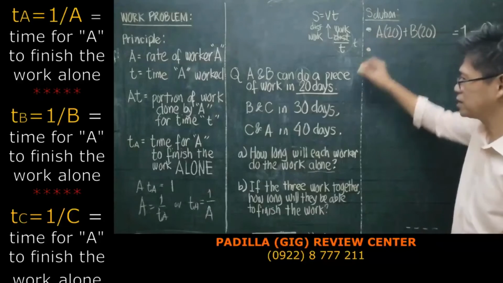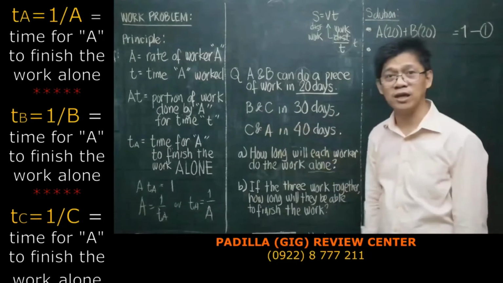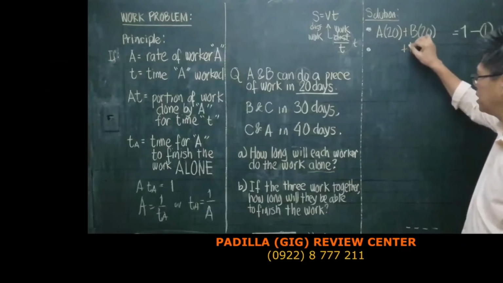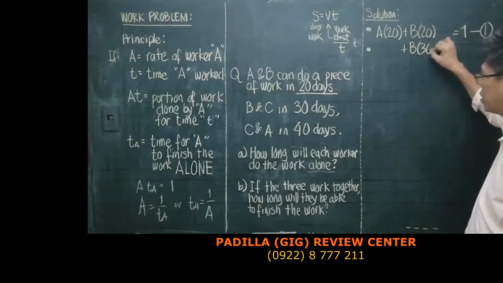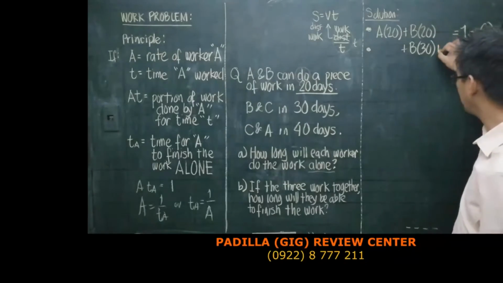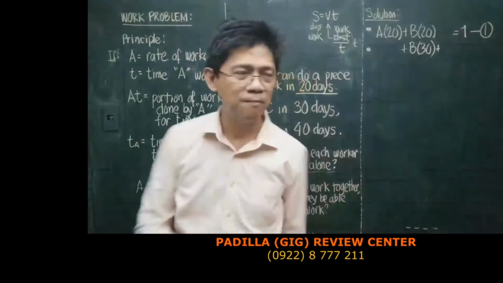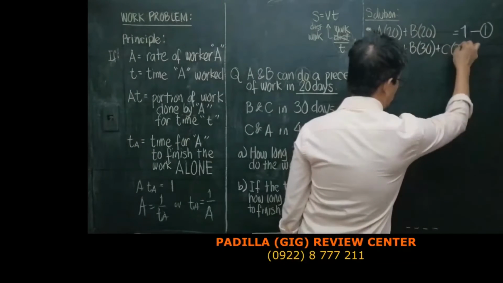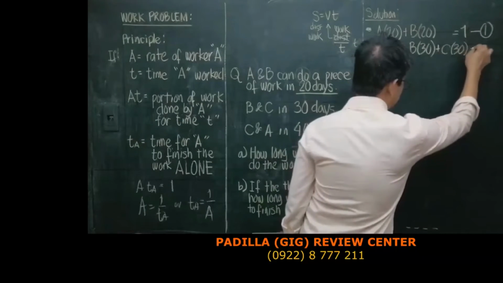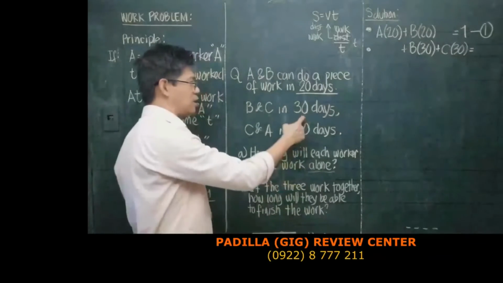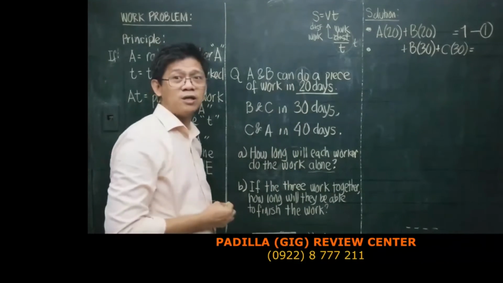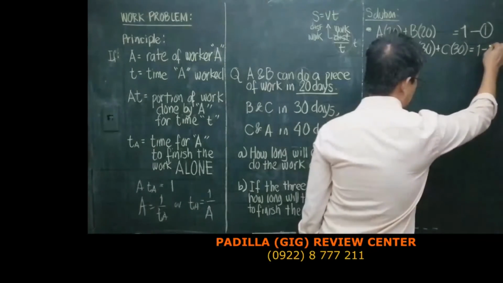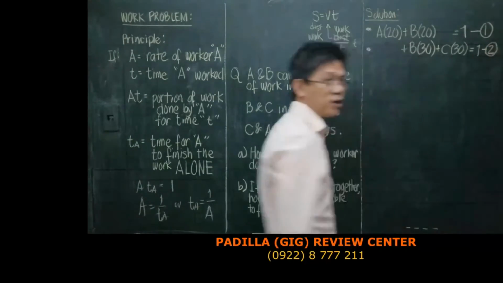Condition number 2 says B and C can do it in 30 days. So the contribution of B is the rate of B times the time he worked, 30 days, plus the contribution of C is the rate of C times the time he worked, 30 days. If the two work together for 30 days, the work is done or is finished. So this must be equal to 1. Let me call this equation number 2.